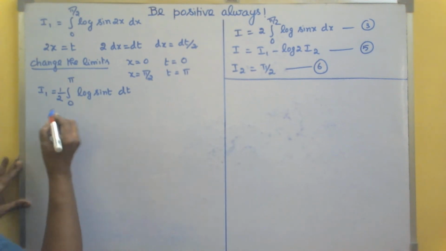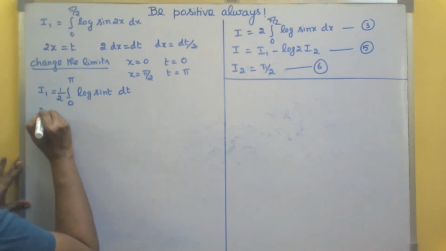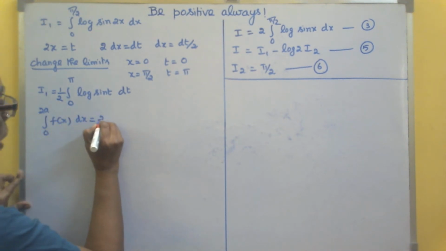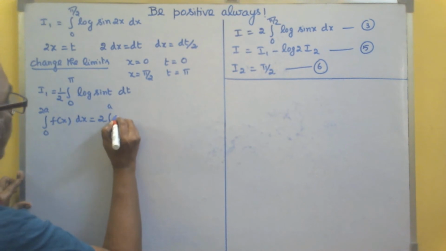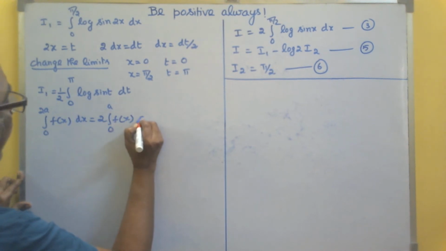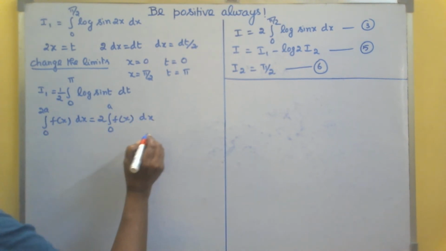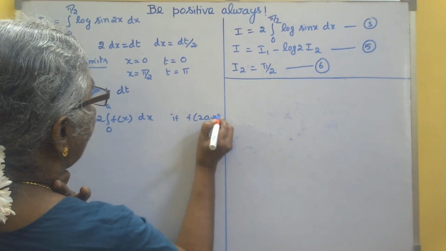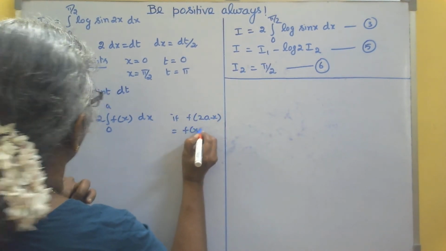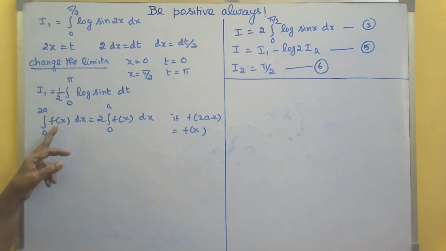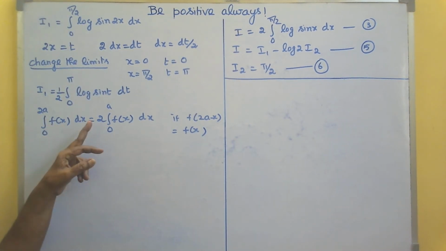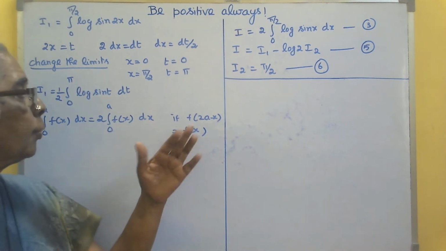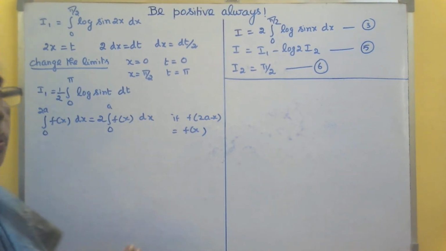So I am going to use the formula integral 0 to 2a f of x dx is equal to twice integral 0 to a f of x dx, if f of 2a minus x is equal to f of x. Integral 0 to 2a f of x dx will be twice integral 0 to a f of x dx, if f of 2a minus x will be equal to f of x.